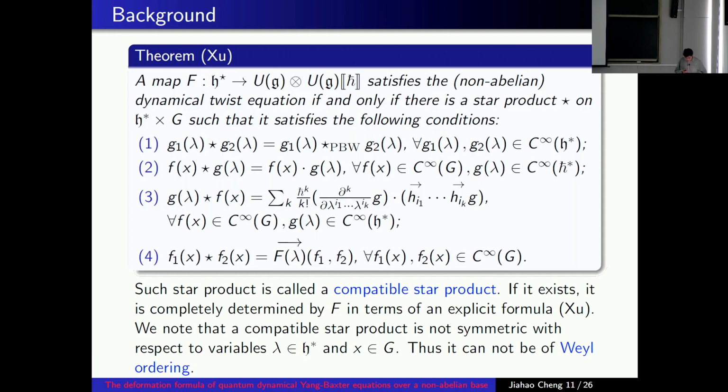And the point is that if one wants to solve the quantum dynamical Yang-Baxter equation, then one can try to find a solution of the dynamical twist equation. And the solution of the dynamical twist equation just corresponds to some special kind of star product on H star times G, which we call a compatible star product. So this is Xu's viewpoint.